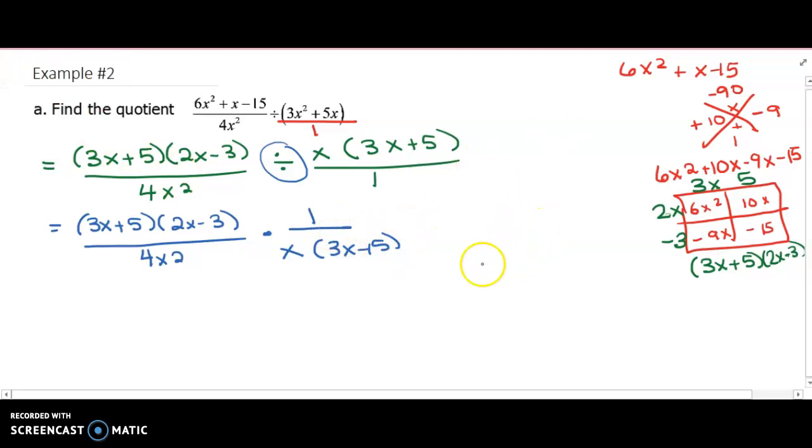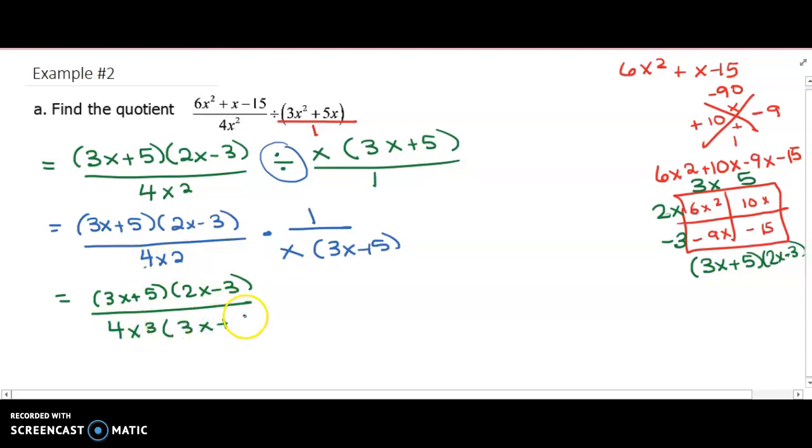All right, so now if I put these all together, the top would just be 3x plus 5, 2x minus 3 times 1, I don't need to put the times 1, over 4x squared times x would be 4x cubed times 3x plus 5. Okay, notice 3x plus 5, 3x plus 5, so I'm left with 2x minus 3 over 4x cubed.